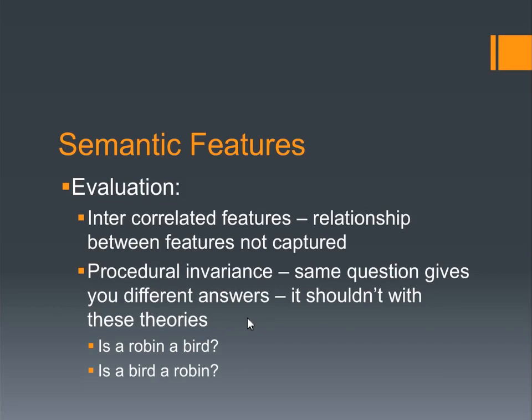One problem that we also have is this idea of interconnected features. Some features co-occur together, like wings and flying, but it doesn't really capture that relationship that features are often tied together as well. And then the biggest issue is this idea of procedural invariance. If you ask people the same question in slightly different ways, you get different answers, but you really shouldn't based on these theories. So if I say, is a robin a bird, you're much faster to respond than to say, is a bird a robin?